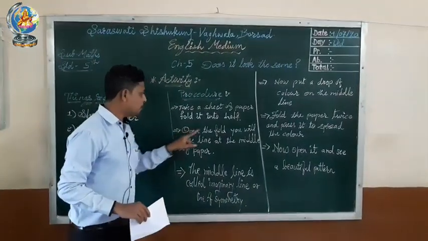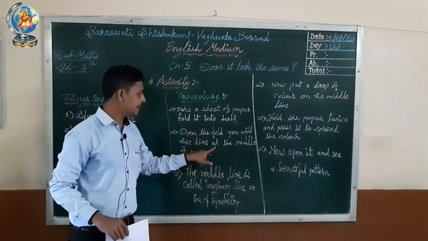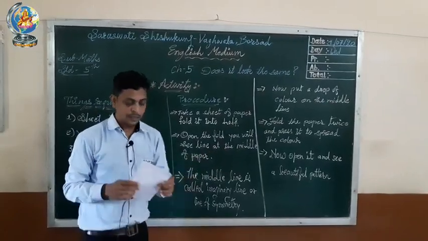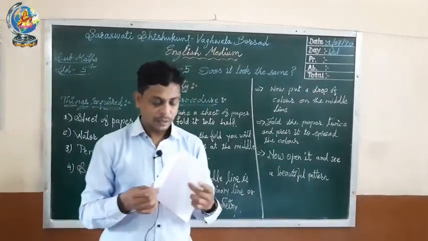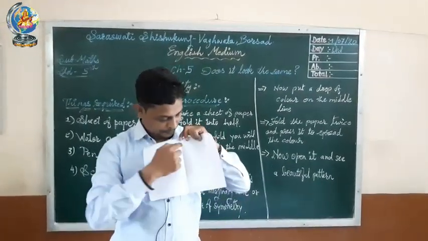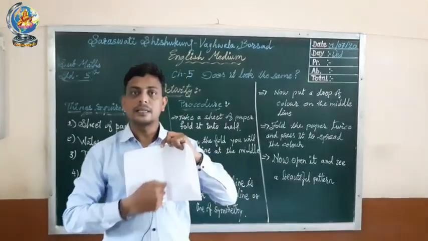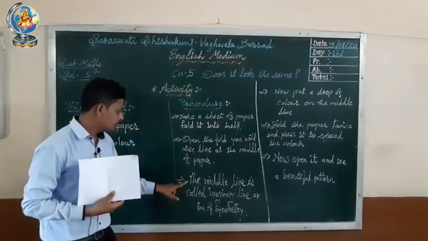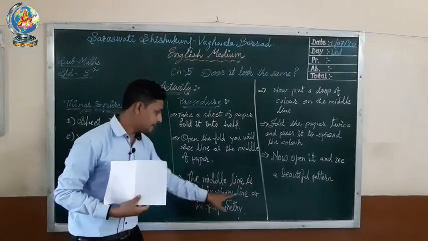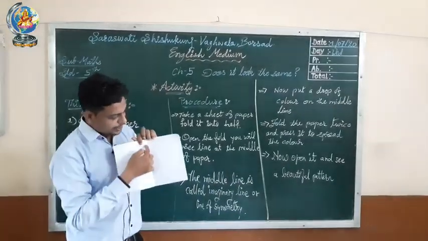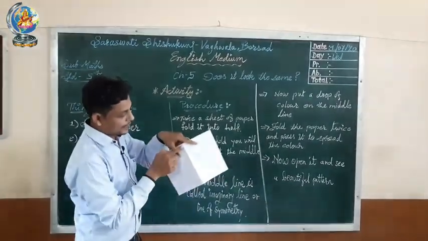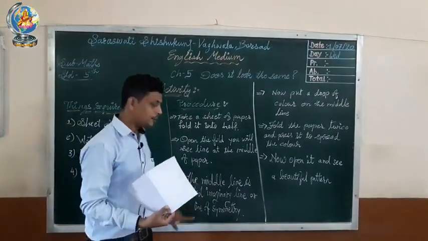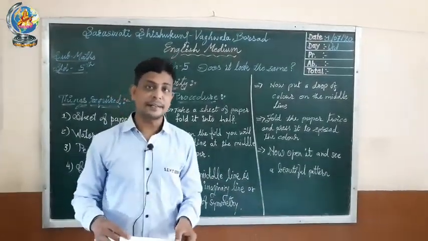Now second point, open the fold. We will see a line at the middle of the paper. Now I am opening the paper. You can see here a line. Third point, the middle line is called imaginary line. This line is called imaginary line or line of symmetry.